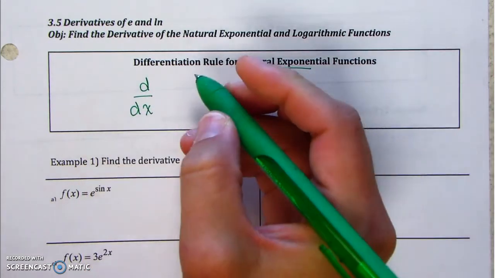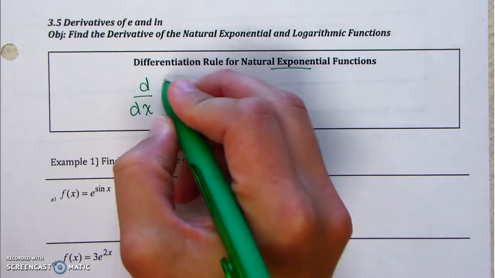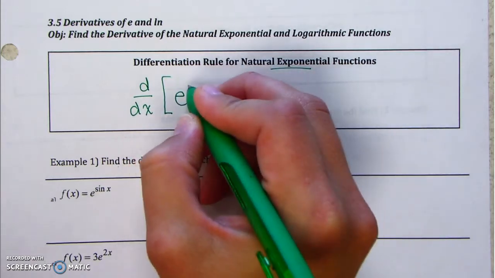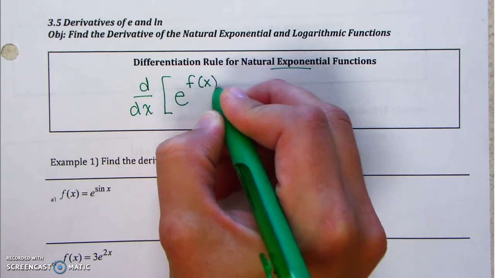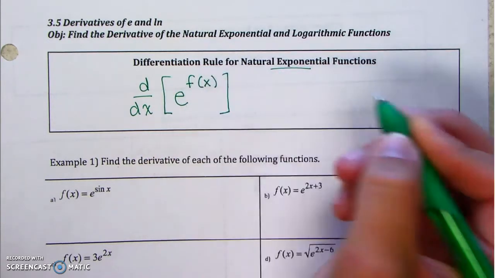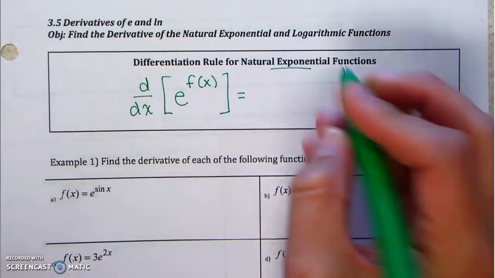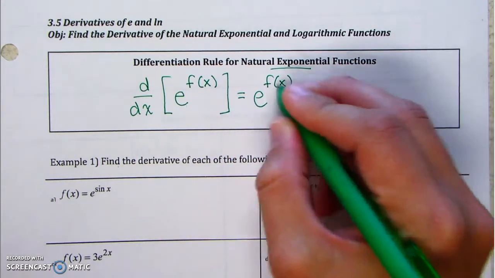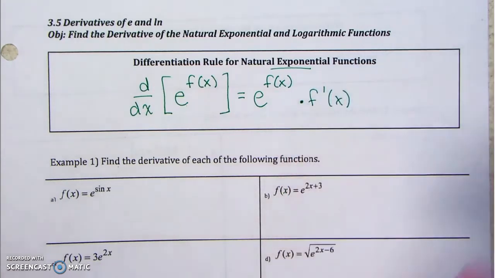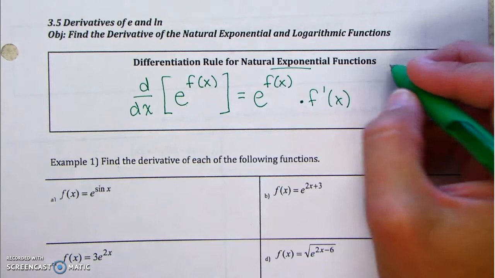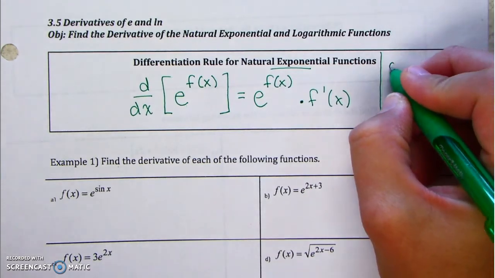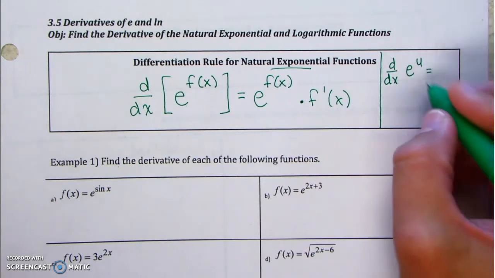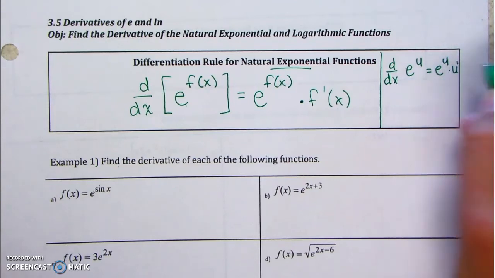d over dx means the derivative, and then something should come after that. The derivative of can be in parentheses or a square bracket. The derivative of e to the f of x, so e to anything up here, a function, will equal, you ready? e to the f of x times the derivative of f of x. That's it, okay? Here's how you kiddos will probably memorize it. Ready? The derivative of e to the u equals e to the u times u prime.